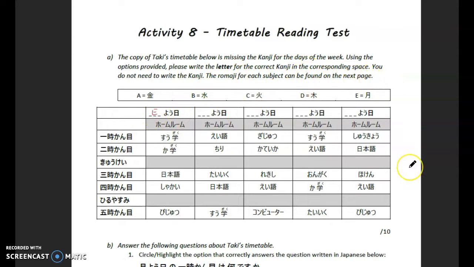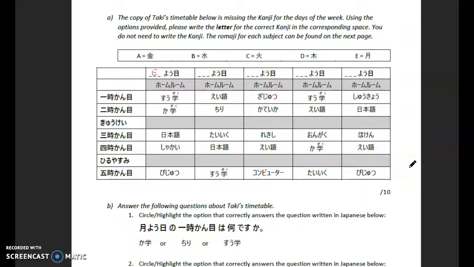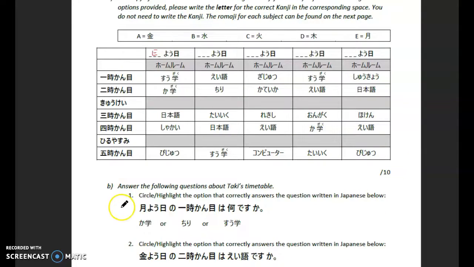All right, once you've done that, you're on to part B, which is answer the following questions about Taki's timetable. 1. Circle or highlight the option that correctly answers the question written in Japanese below. So the question is, Getsuyobi no 1時間目は何ですか? You might remember nan means what. So we're looking for what is the subject on this day and this time. So we've got to read the timetable above. I find this day of the week, this lesson, I look at what it is, and then I circle or highlight the option from one of those 3 below, whichever matches.